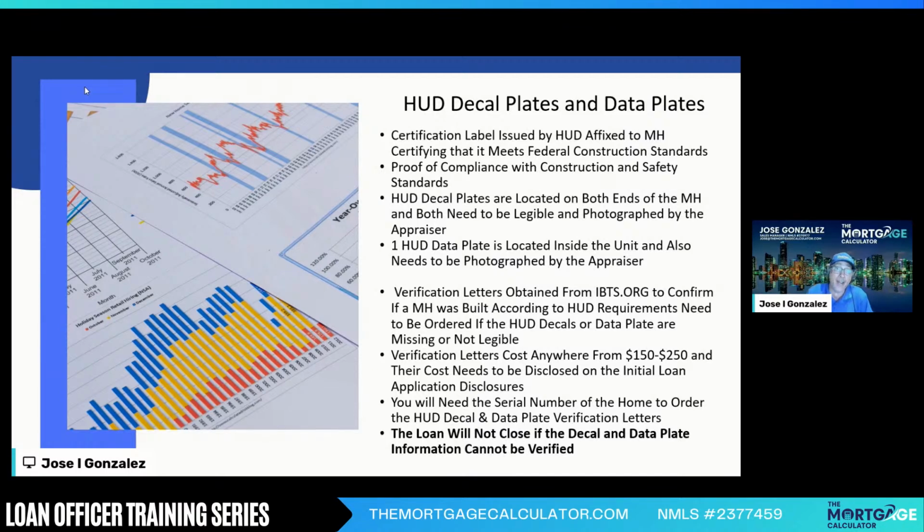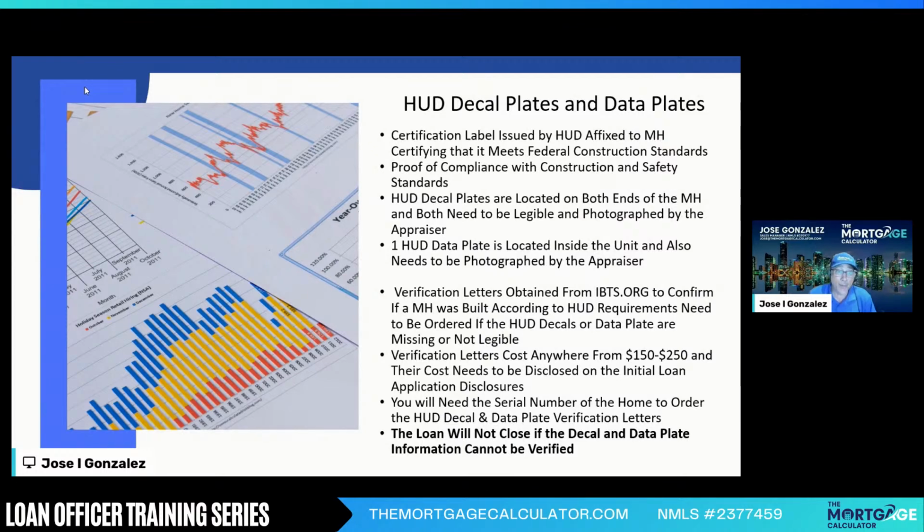And the HUD data plate is located inside the unit. I've yet to be able to locate one, right? I think they're maybe inside some kind of a cabinet, in a pantry, in a closet, wherever they put it. I guess unless you have the original paperwork that says where it is, the appraisers can never find it. And that's important because that HUD data plate also needs to be photographed by the appraiser.